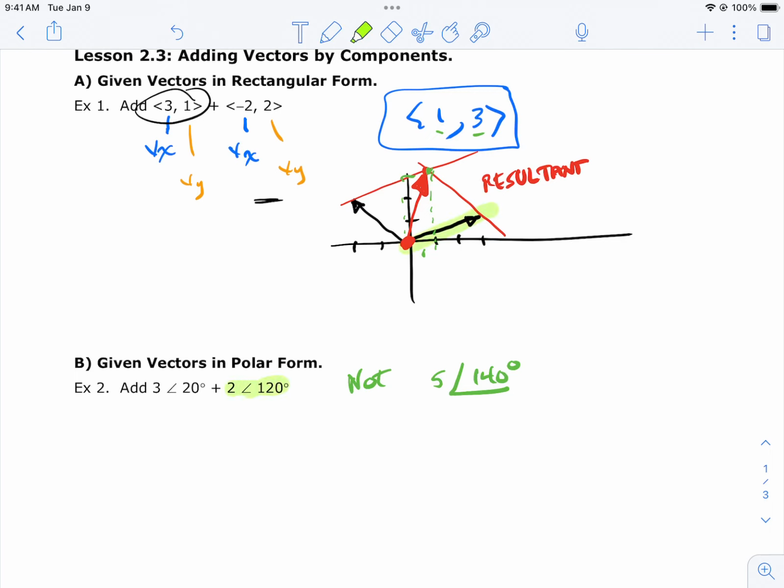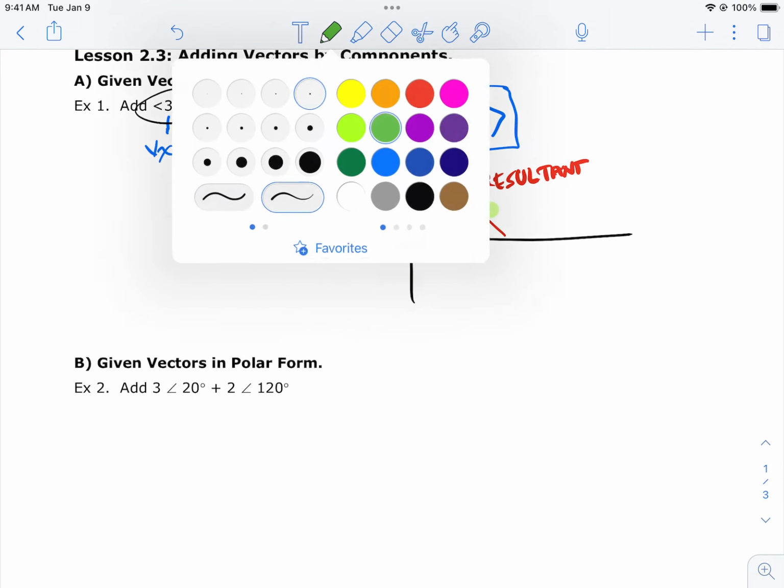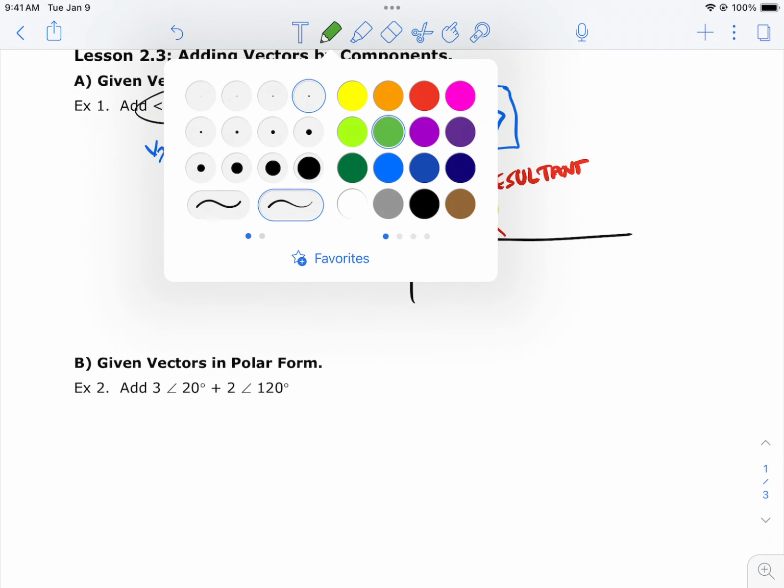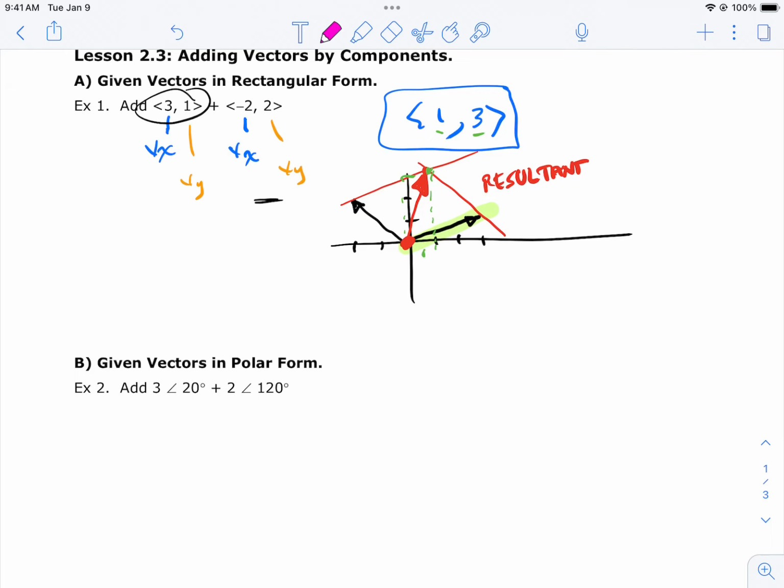And 2 at an angle of 120 is very roughly the same as this angle there. And 5 at 140, where the heck is that? That's like out there someplace. So no, it doesn't work that way for vectors in polar form. So let's make a note to ourselves. Maybe a note in red would be good. Sure. Or maybe this fuchsia-ish color.